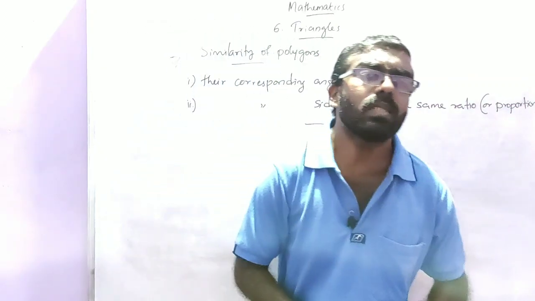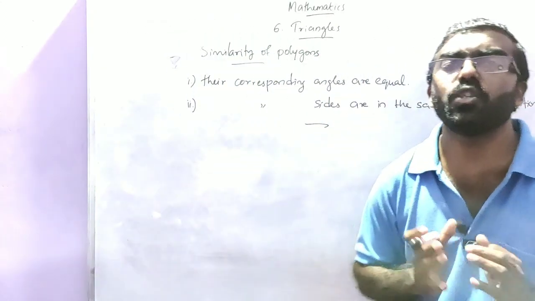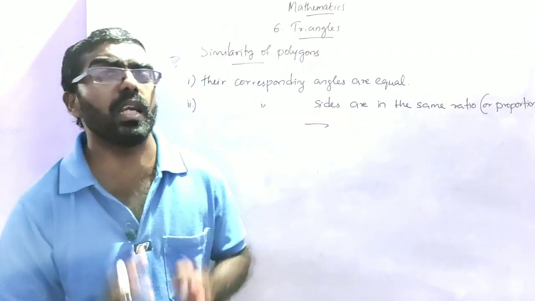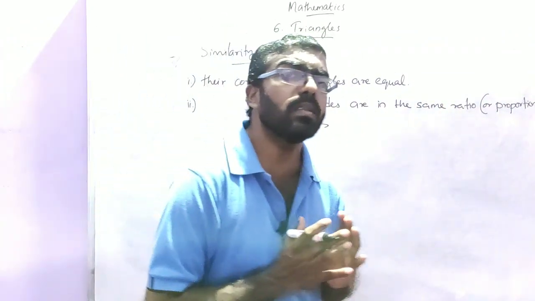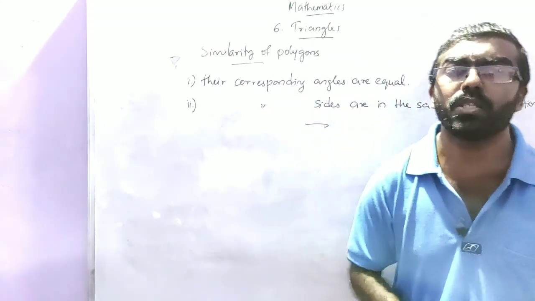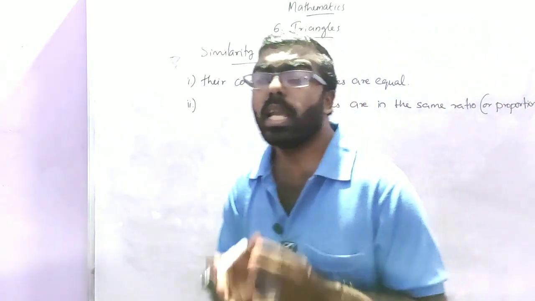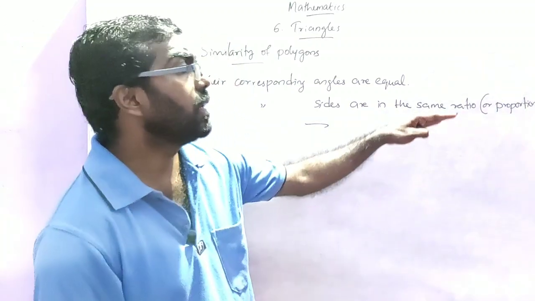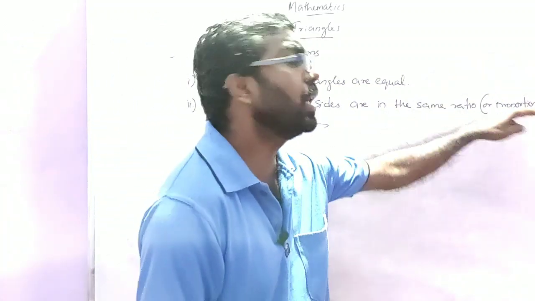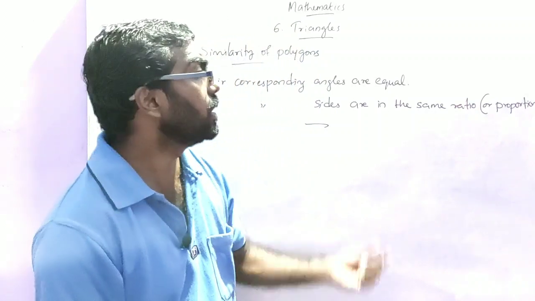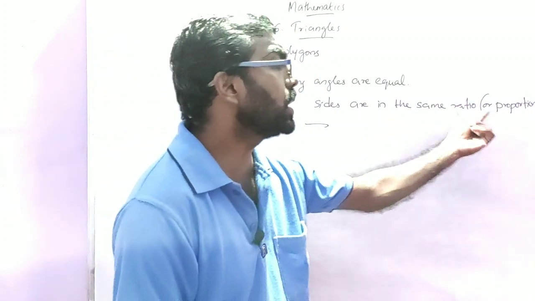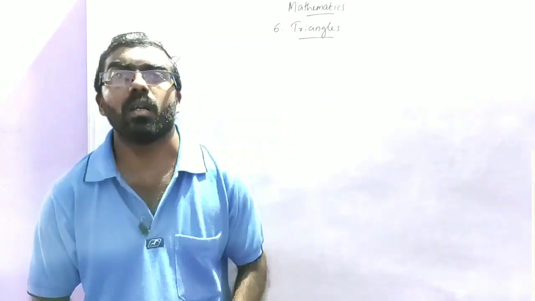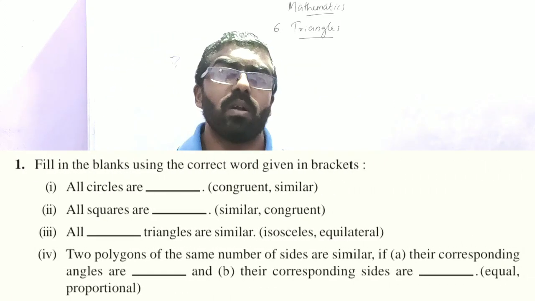So two polygons with the same number of sides are said to be similar if their corresponding angles are equal and the corresponding sides are in the same ratio. As you know, the equality of ratios is called proportion. That's why we write "or in proportion". Are in the same ratio, or in other words, are in proportion. Clear? Now we move on to Exercise 6.1.